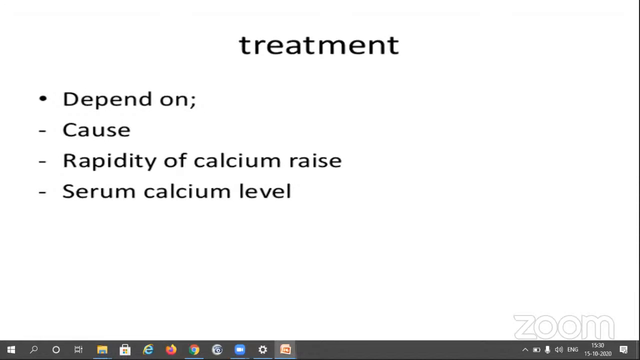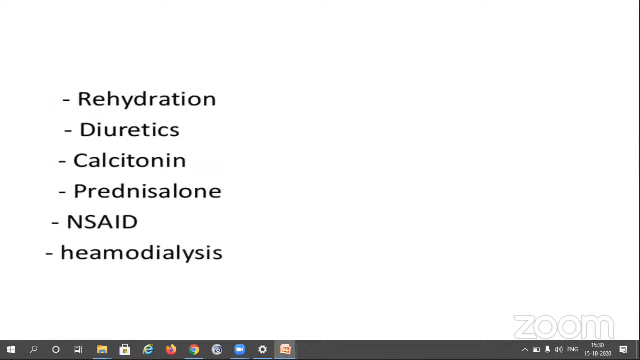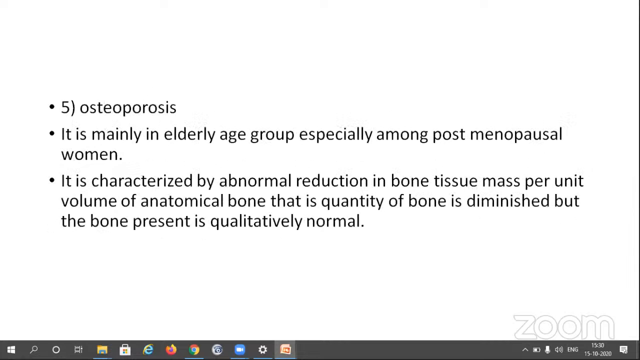Treatment for hypercalcemia depends on the cause, rapidity of the calcium rise, and serum calcium levels. Treatment includes rehydration, diuretics, calcitonin, steroids like prednisolone, non-steroidal anti-inflammatory drugs, and hemodialysis.